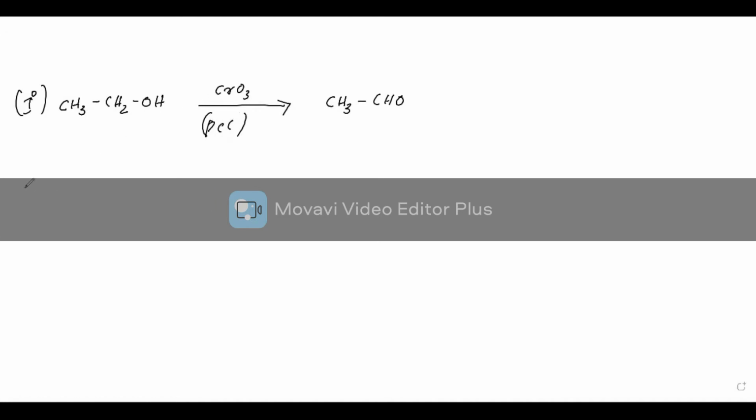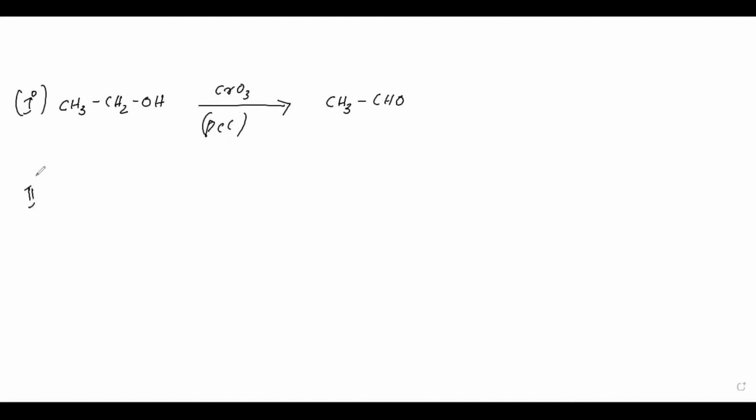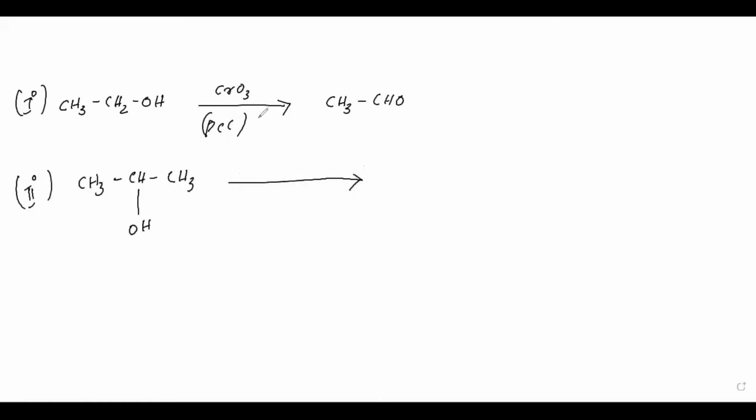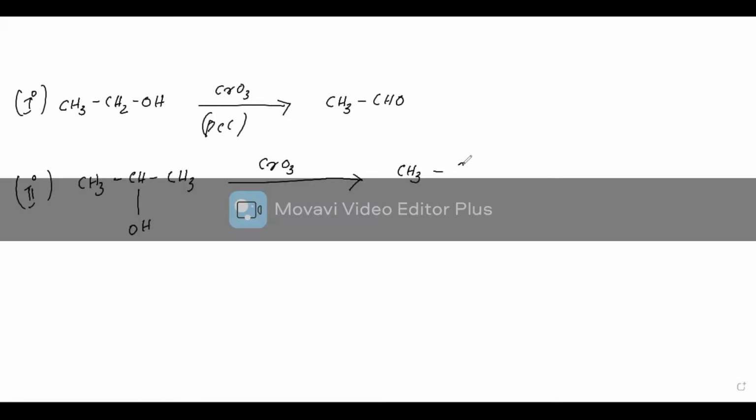Then the second one, when I am oxidizing the secondary alcohol, the alcohol may be like CH3, CH, CH3, a secondary alcohol, so the OH will be here. Oxidizing in the presence of the same reagent, chromium trioxide, we get the ketone, CH3, C double bond O, CH3.